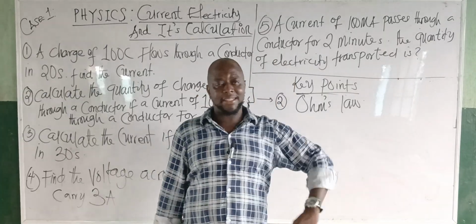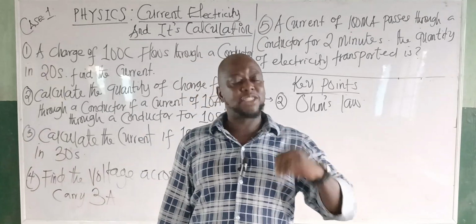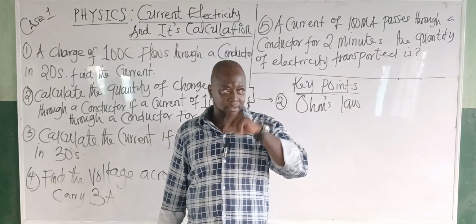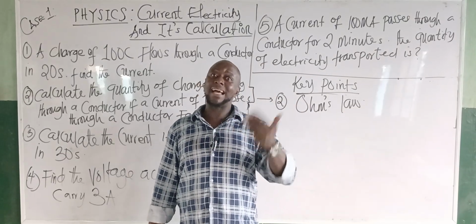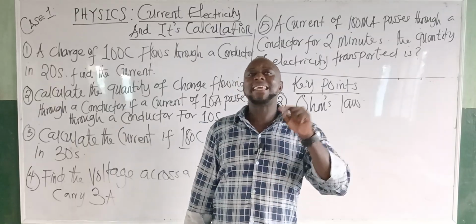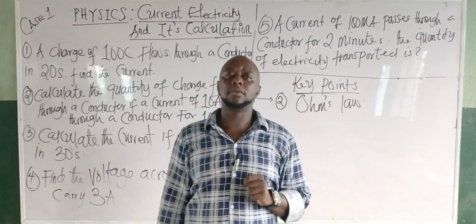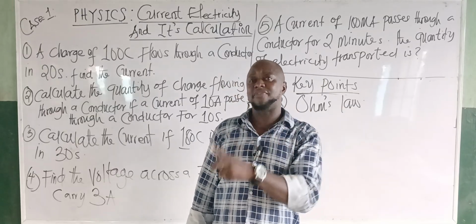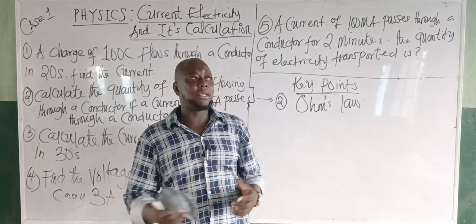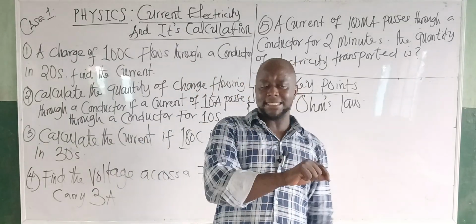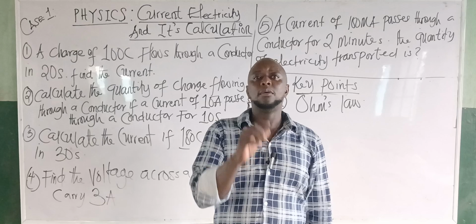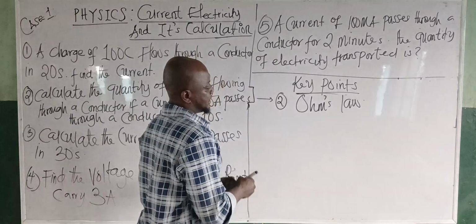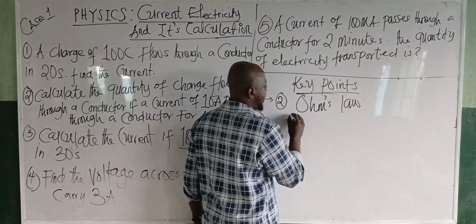Let me go over that again. Ohm's law is defined as the flow of electric current through a metallic conductor, or in a metallic conductor as you want, and it is directly proportional to the potential difference, in brackets put voltage if you want, across it, provided temperature is kept constant.